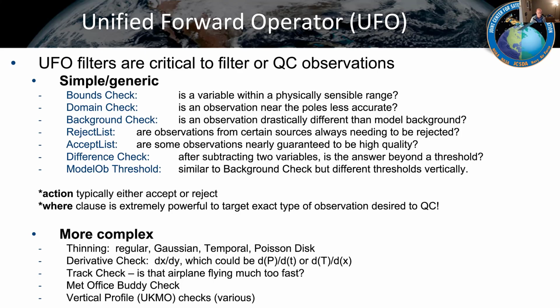There's a track check, which is the airplane flying too fast, is the boat moving in a weird direction or too quickly or whatever. There's a Met Office buddy check, and the Met Office included a lot of vertical profile checks, and those are very nice for radiosondes or other vertical profile information.